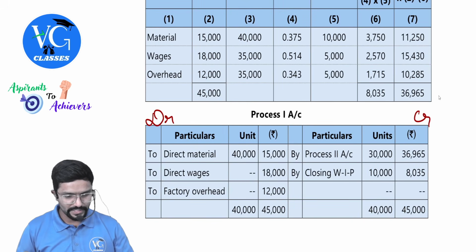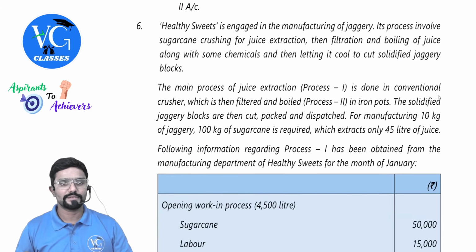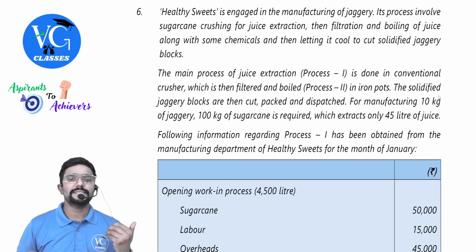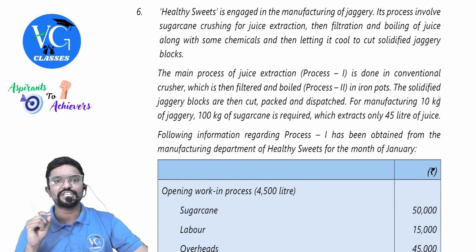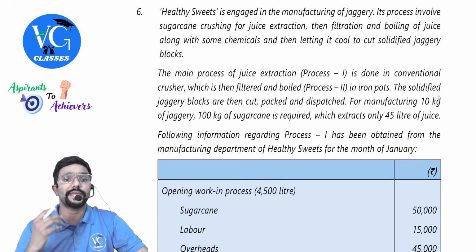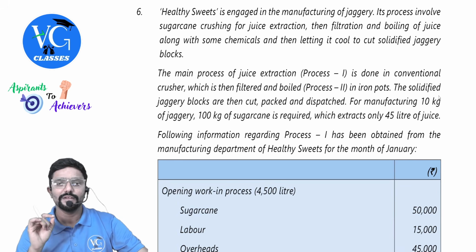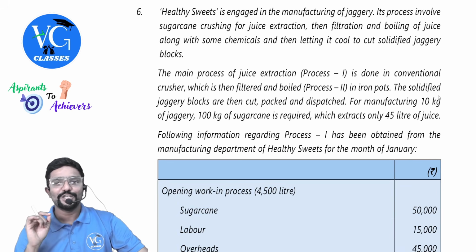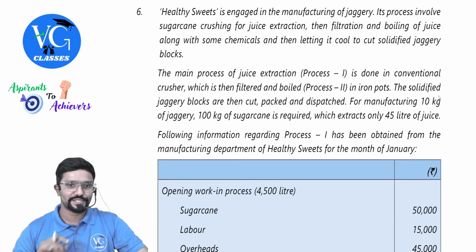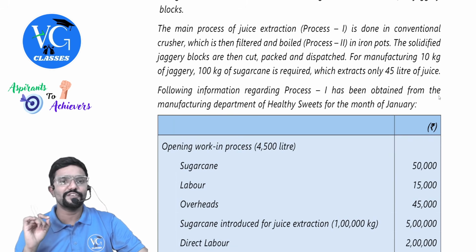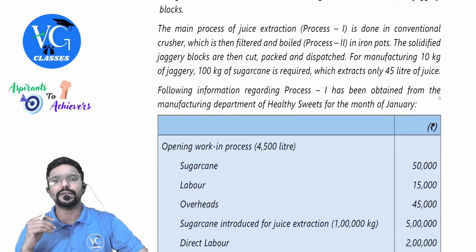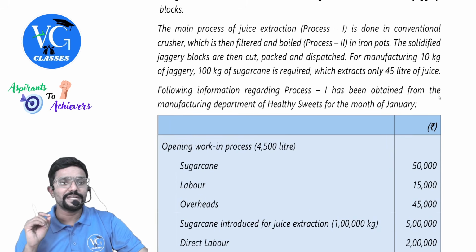Question number 6, guys. Healthy Sweets is engaged in the manufacturing of jaggery. Its process involves sugarcane crushing for juice extraction, then filtration and boiling of juice along with some chemicals, okay? And then letting it cool to cut solidified jaggery blocks. The main process of juice extraction, process 1, is done in a conventional crusher, which is then filtered and boiled in iron pots. The solidified jaggery blocks are then cut, packed and dispatched.